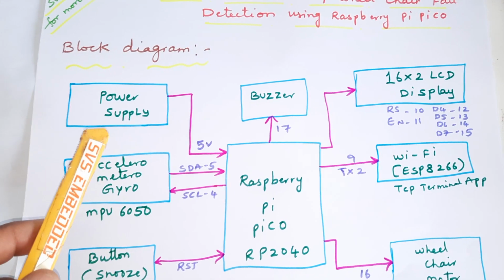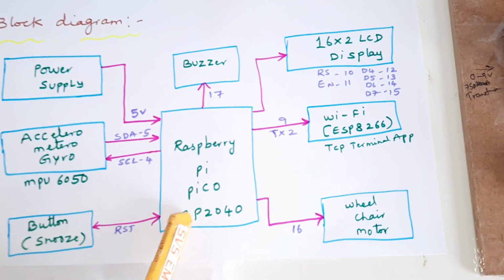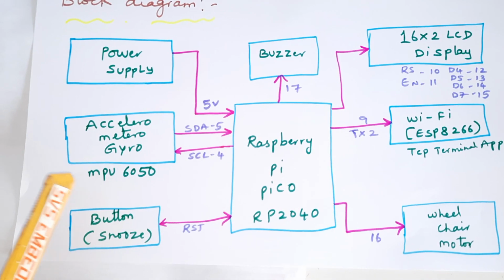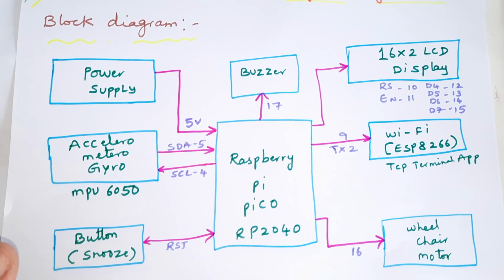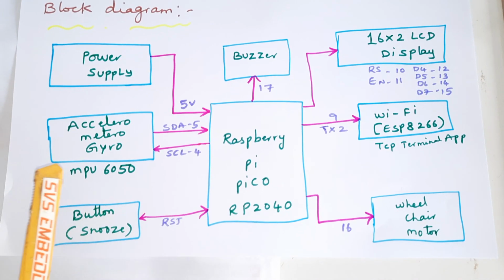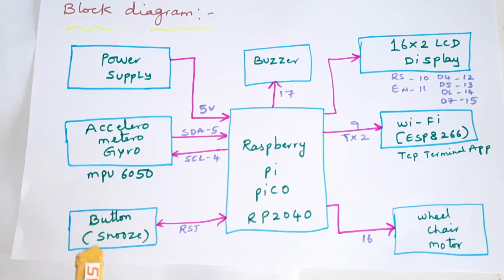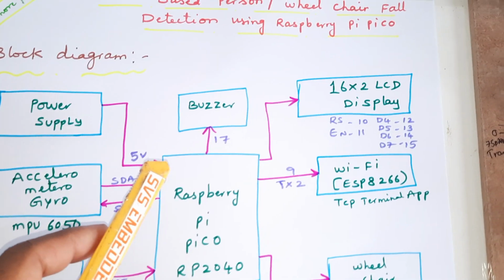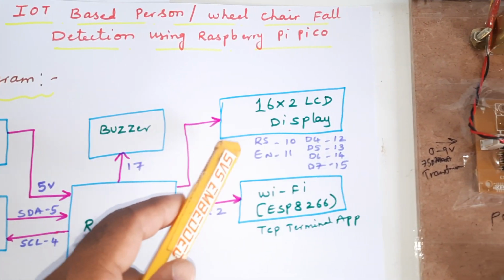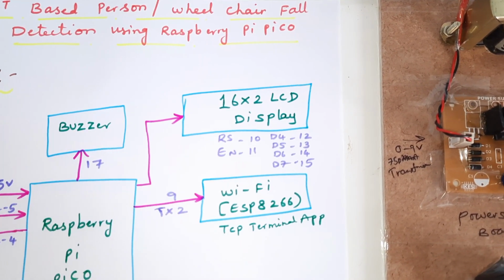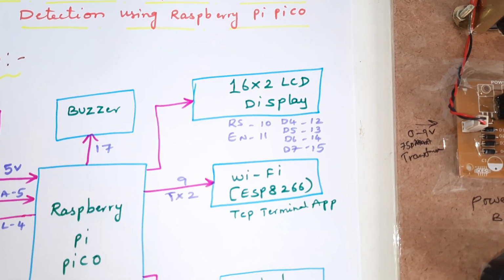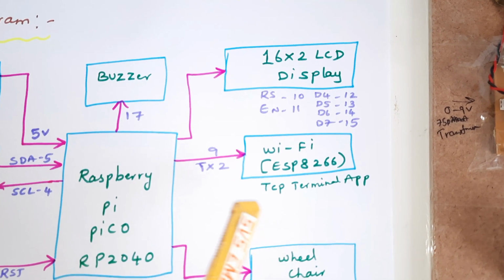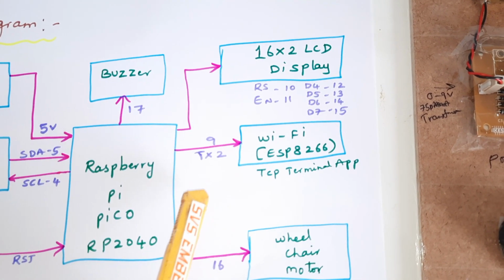Here we are using a 5 volts power supply module, Raspberry Pi Pico RP2040, and the MPU6050 accelerometer sensor for front fall, left fall, back fall, all fall detections. There is a buzzer and a button. If it is a wrong fall, you can press the button. The buzzer is on the 17th pin. The 16x2 LCD display uses RS, Enable, D4, D5, D6, D7 on pins 10, 11, 12, 13, 14, 15 as LCD data line pins. The ESP8266 is connected to the 9th pin, the transmitting pin.